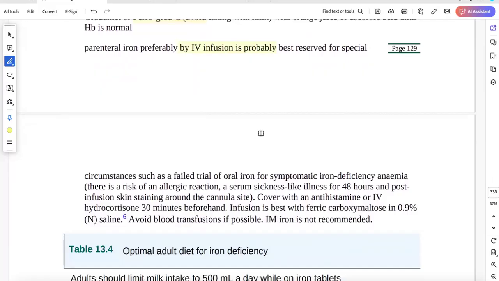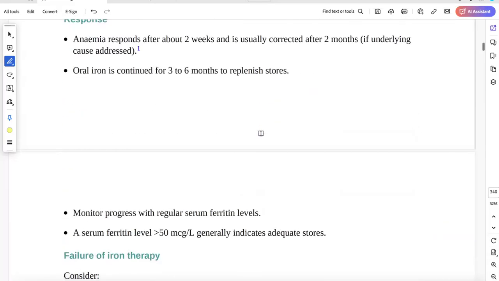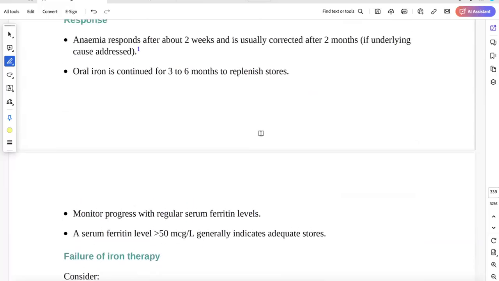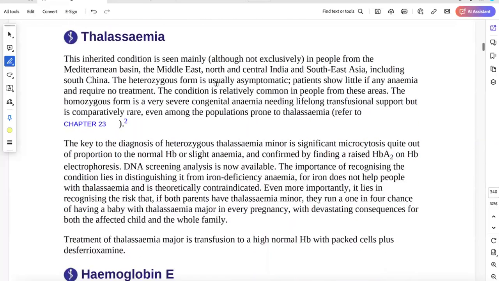Also, if someone has a known malabsorption like celiac disease, then for that patient, IV or parenteral iron will be ideal. And once you start the iron, the patient needs to take the iron tablet for 3 to 6 months to replenish the store. So that's more or less all about iron deficiency.